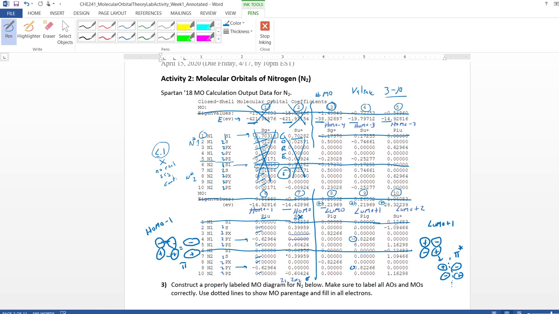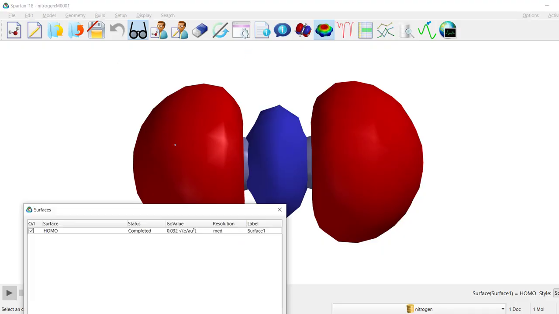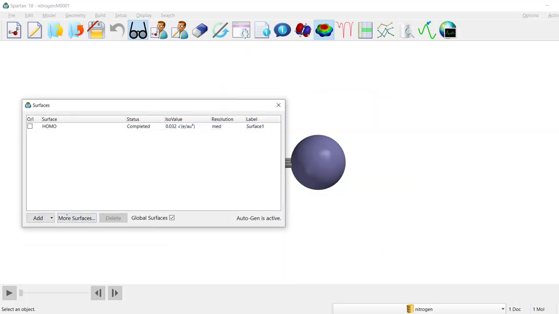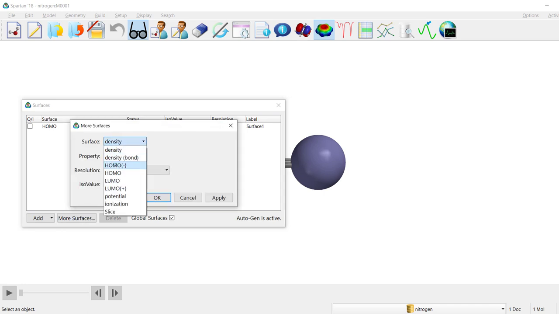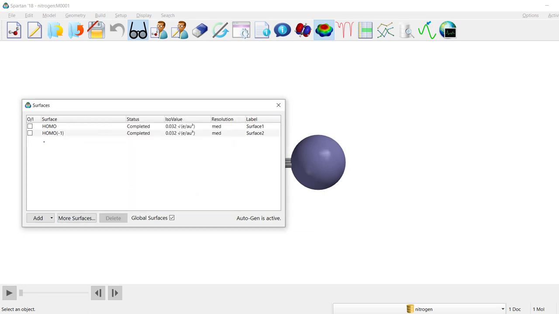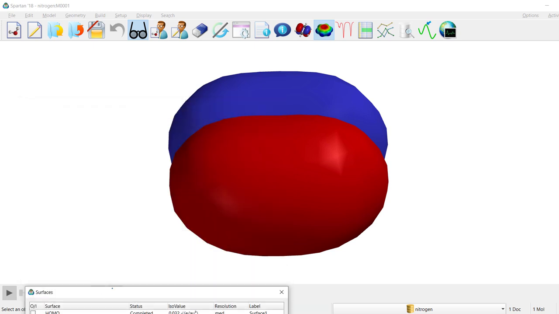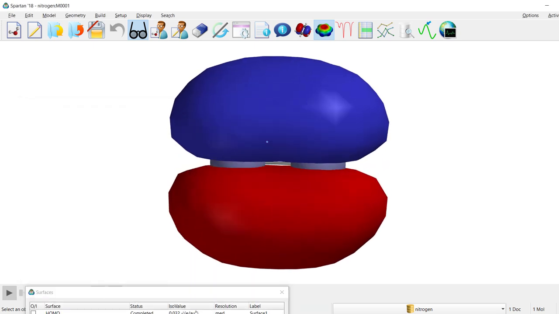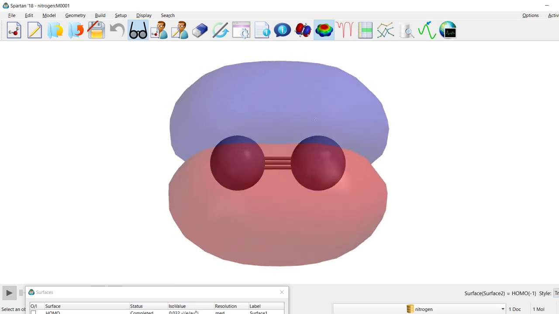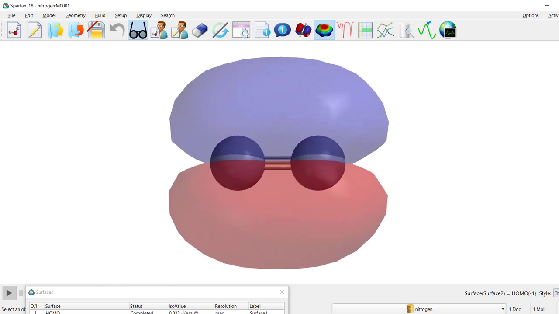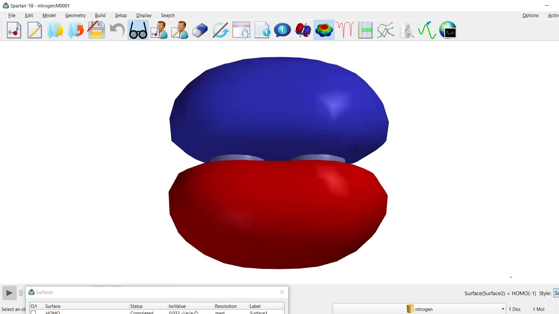And so let's go ahead and look at these for a second. So we're going to look at HOMO minus one. Okay, so I'm going to bring up my calculation here. I'm going to unclick this one. I'm going to add a surface. I'm going to do HOMO minus one. I'm going to look at that, bring this guy up. And what do you notice? That, my friends, is sort of a poster child for a pi bond. You can see that above and below overlap. That is really, really important.